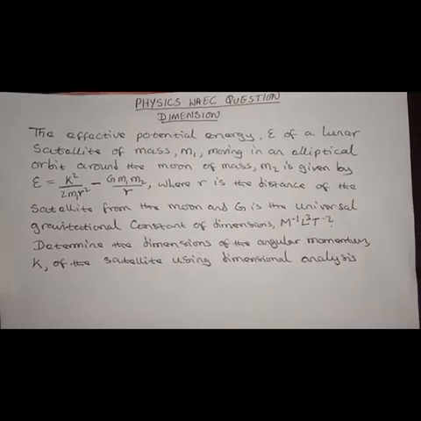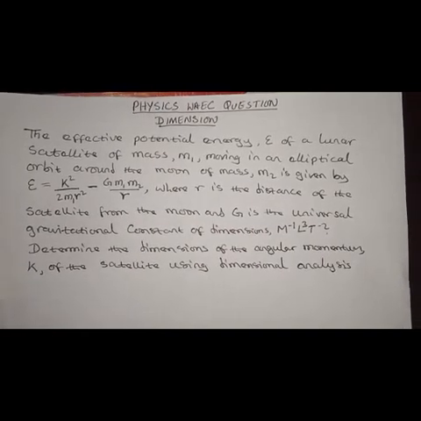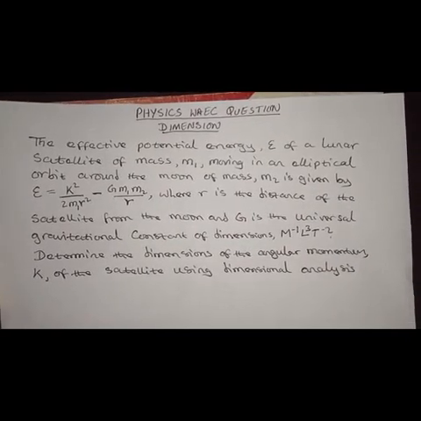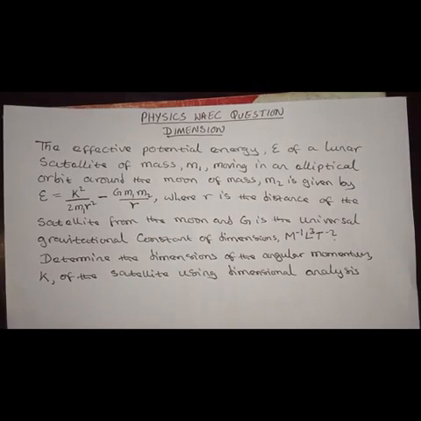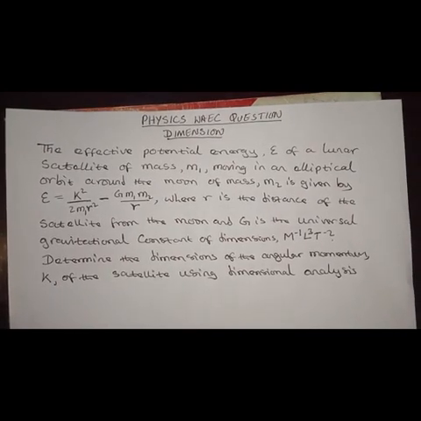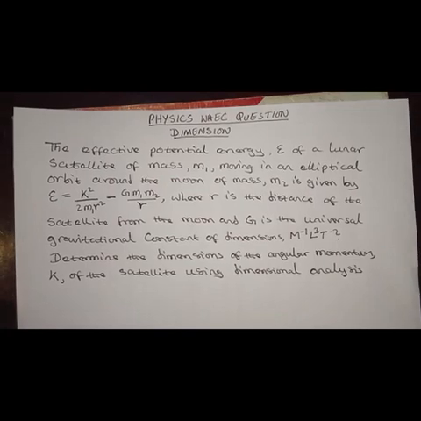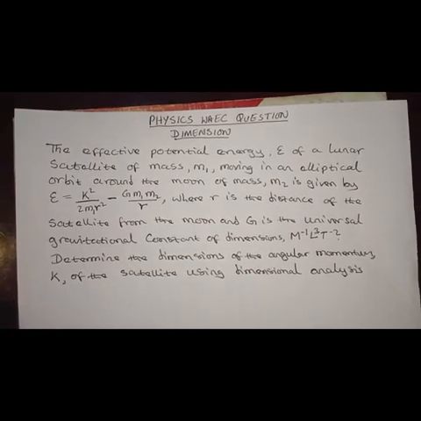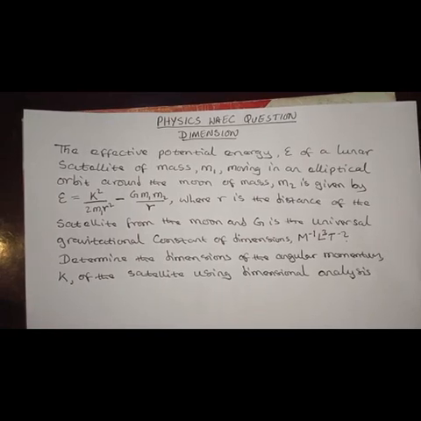This is a 2022 WAEC question under dimension. So let us read the question. The effective potential energy E of a lunar satellite of mass m1 moving in an elliptical orbit around the moon of mass m2 is given by E equals k squared over 2 m1 r squared minus G m1 m2 over r, where r is the distance of the satellite from the moon and G is the universal gravitational constant of dimensions M raised to power minus 1, L raised to power 3, T raised to power minus 2.